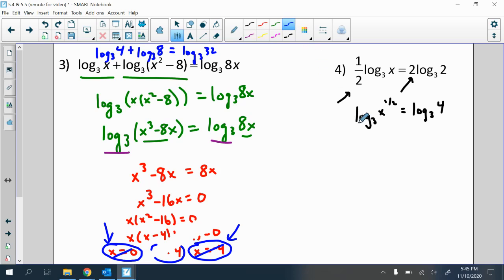So now I have log base 3 on both sides. So because of that, the insides are the same. So x to the 1/2 equals 4. And I square both sides. So x equals 16. And so 1/2 times log base 3 of 16 would equal 2 times log base 3 of 2.